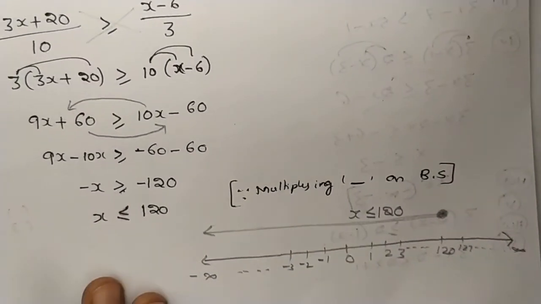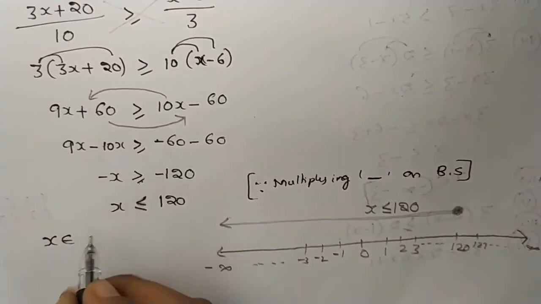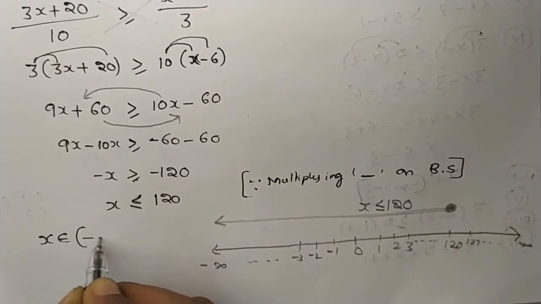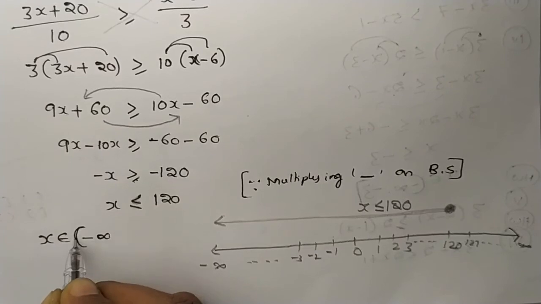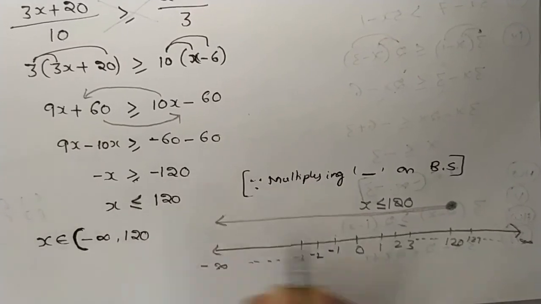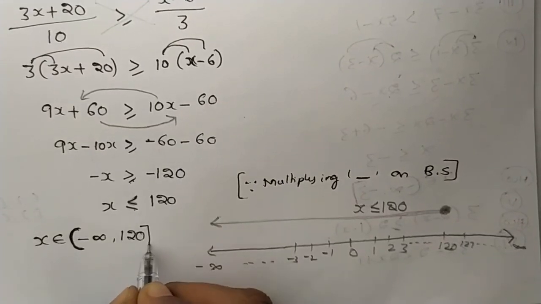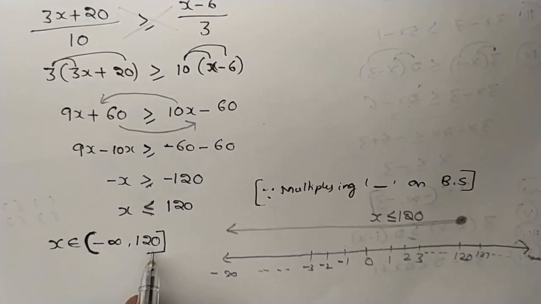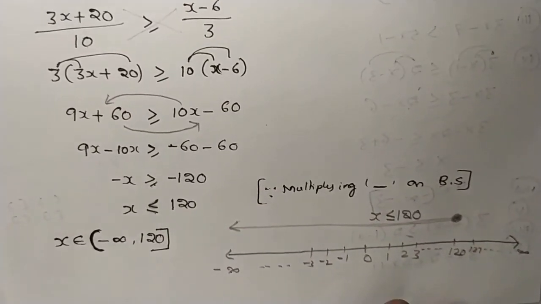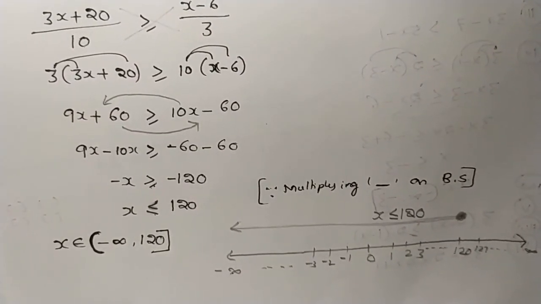Understand? Now let us write this solution set. x belongs to what? Minus infinity. I already told you that minus infinity and plus infinity are always excluded, I mean semi-open. Next, 120, is it included or excluded? Included. Semi-open, semi-closed interval. About these open intervals and including and excluding symbols, I think you already learned in your sets.